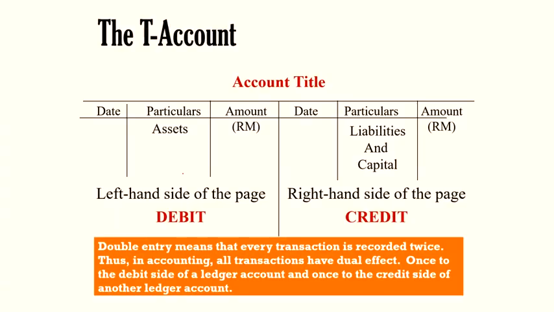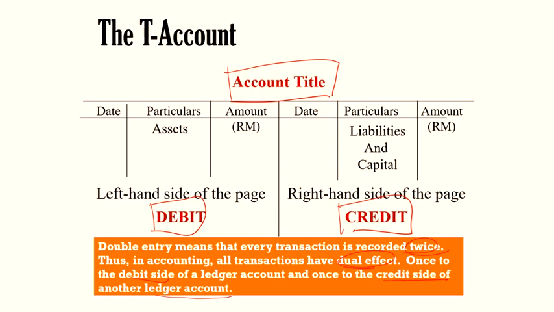So first you must have the account title. Second, you must have the debit side and credit side. So double entry means that every transaction is recorded twice. Thus, in accounting, all transactions have dual effect. Once to the debit side of a ledger account and once to the credit side of another ledger account.